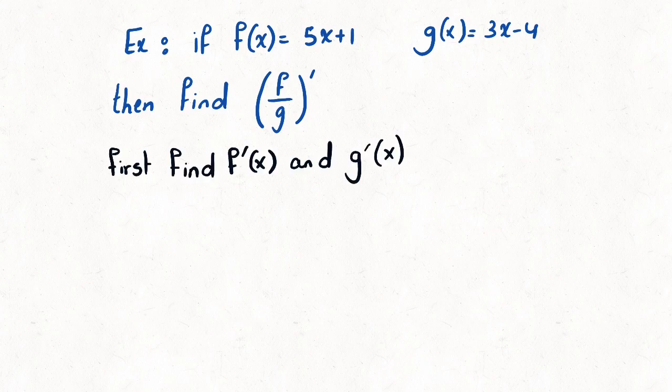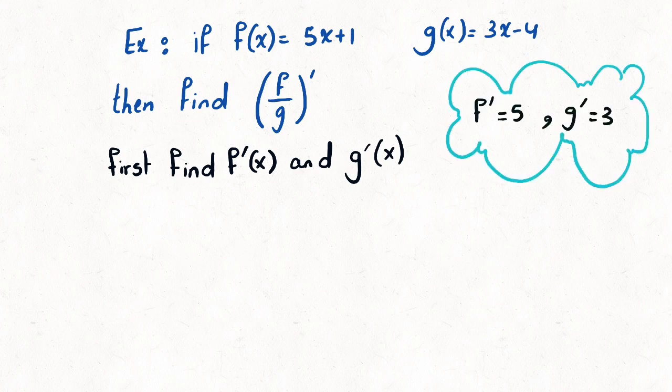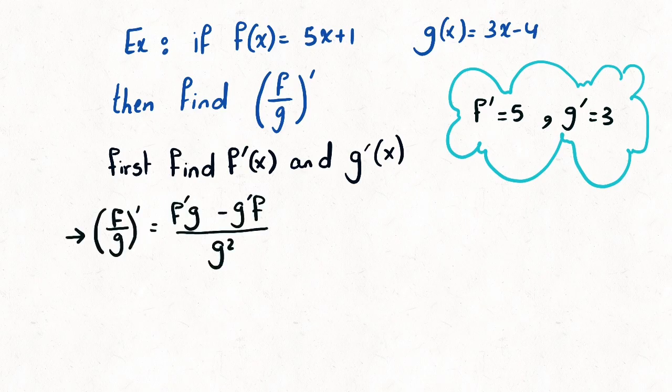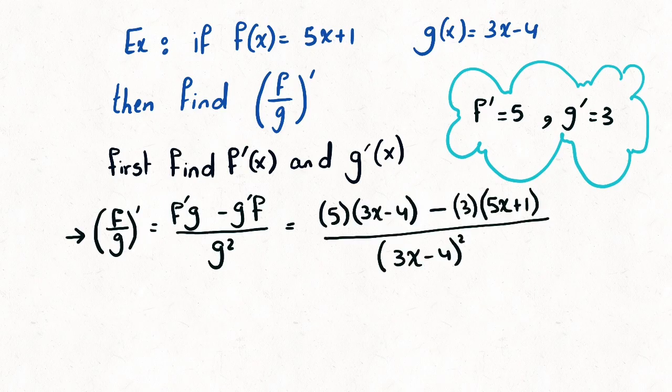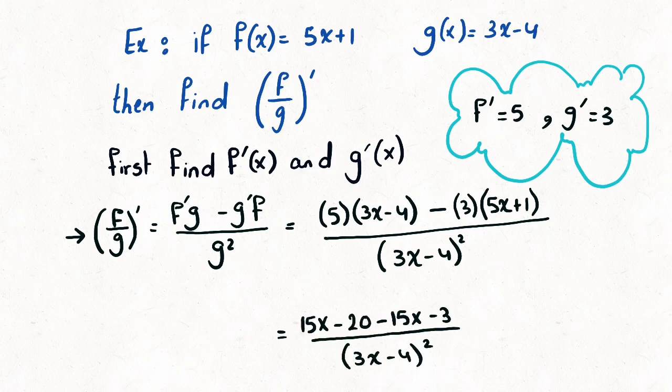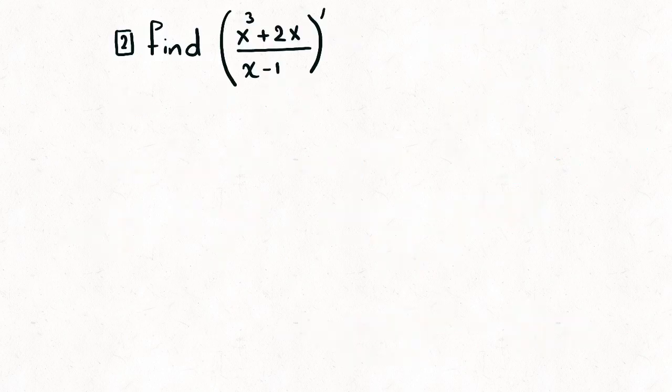You will find first of all f prime for 5x plus 1, f prime is 5. For g, 3x minus 4, g prime is 3. All you have to do, you will write the rule and then you will replace the values. You will simplify it until you receive the final answer. Take another example.